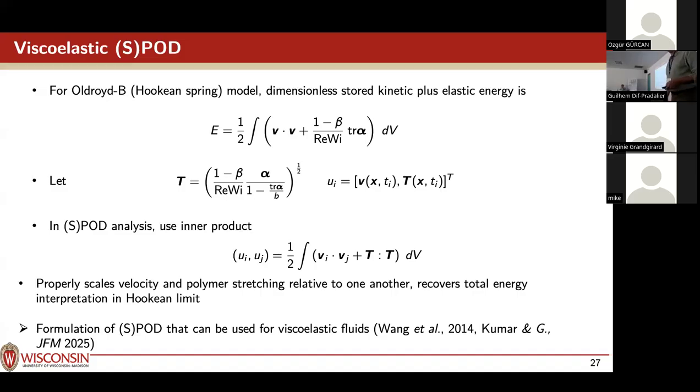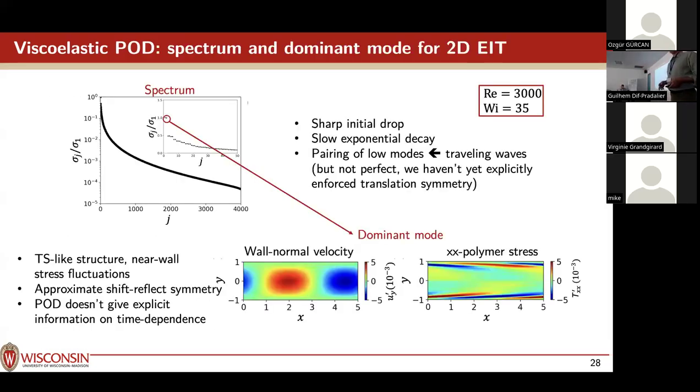It's a little bit involved because you have to take a square root tensor of all your polymer conformation tensors, but it's fine. It works quite well. And you could do this in POD. You can use it in the spectral sense.